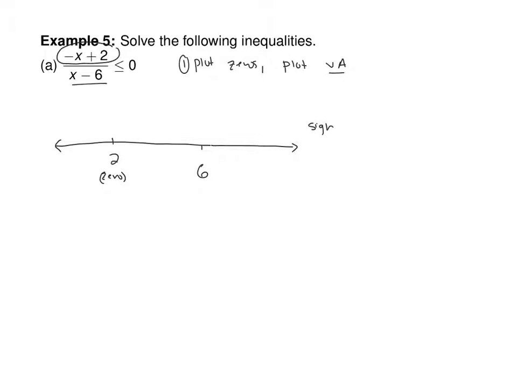And then find the sign. So plug in some test points. What's a good test point to the left of 2? 0. And when you input 0, what is the sign of your numerator? So it'd be plus over minus, which makes a negative.